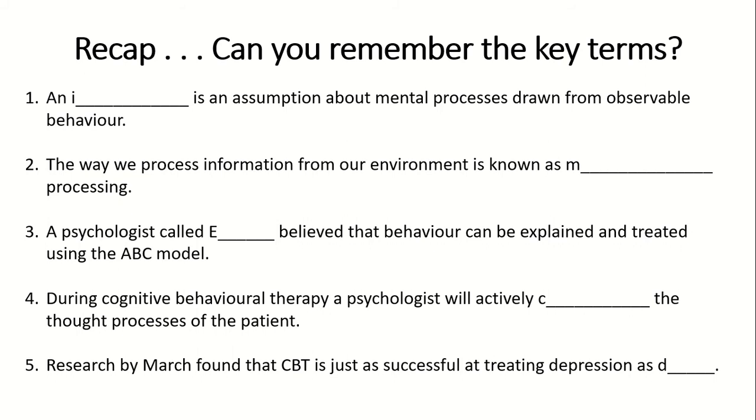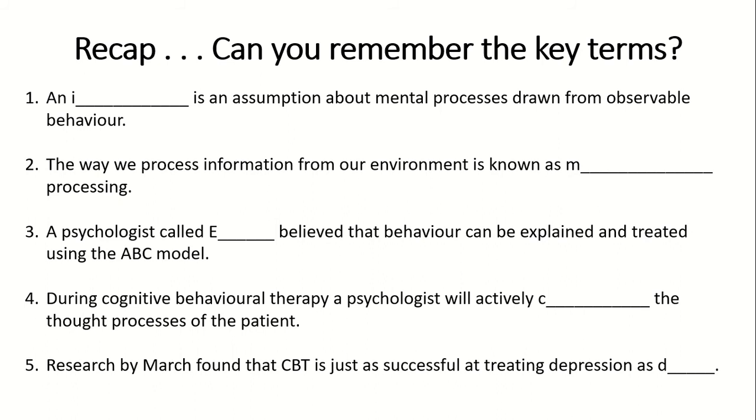So if we just remember, apart from Ellis's name, A is the activating event, B is the behavior that is caused by the activating event, and C is the consequences of that behavior. So the ABC model fits really nicely with that cognitive processing model of A being the input, B being the process, and C being the output. The same applies when we're trying to explain and potentially treat addictive behavior, which we'll refer to later on in this video.